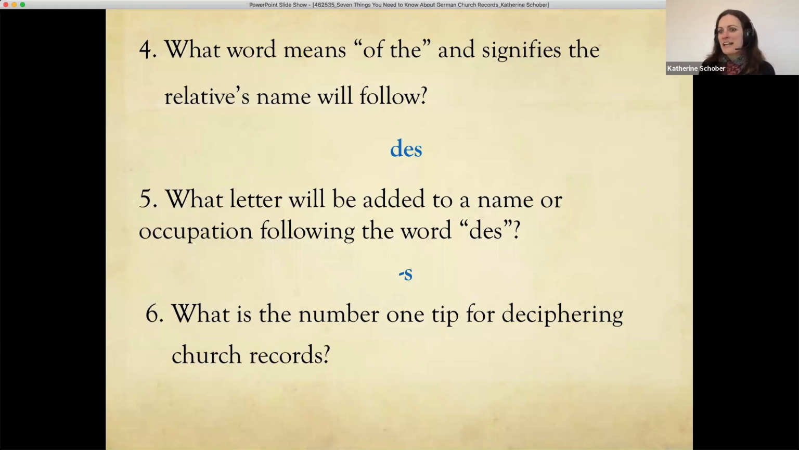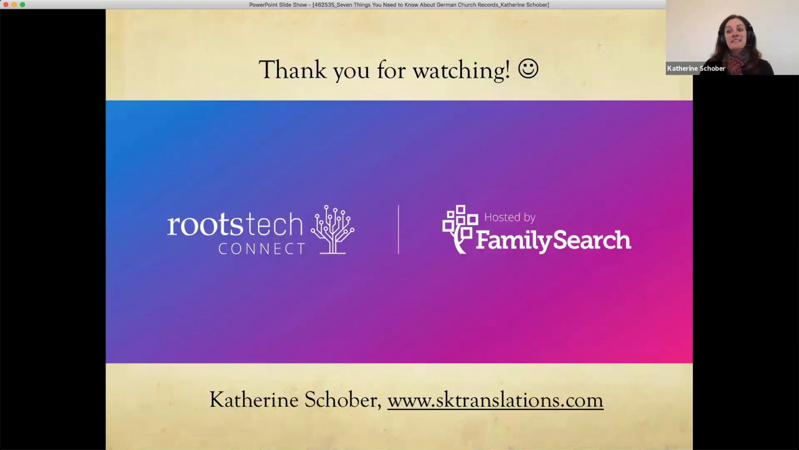And then finally, this comes from part 1. What is the number 1 tip for deciphering church records? What do I always tell my clients to do if they only send me their ancestors' individual record? That is to use the entire page. Remember to use the other records on the page if you can't decipher a word on your own record. Remember, the formatting is the same, more or less, so you'll be able to use other people's records to help you decipher your own.